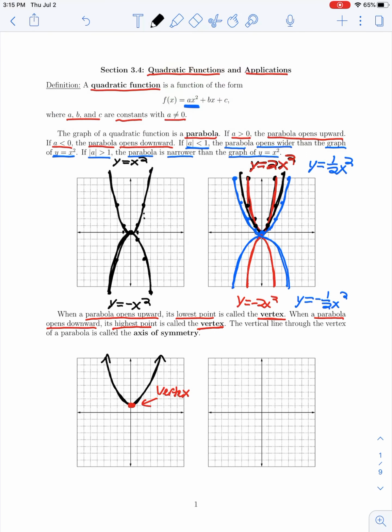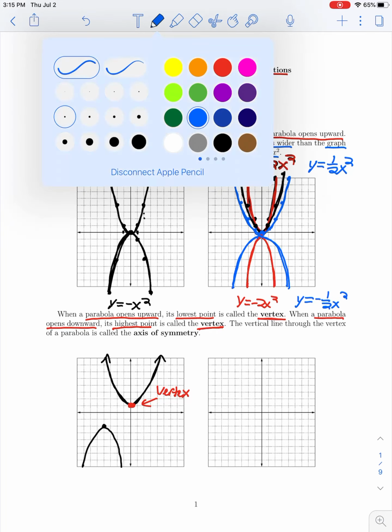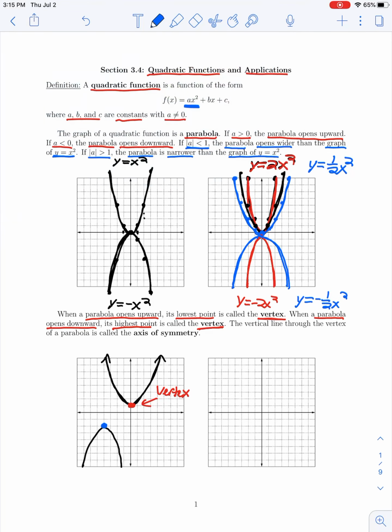Now, if we have a parabola that's opening downward, let's say it looks something like this, then the vertex would be the highest point on that parabola. So depending which direction this curve opens, we might have a smallest value or a largest value for our function, which corresponds to this point which we refer to as the vertex.